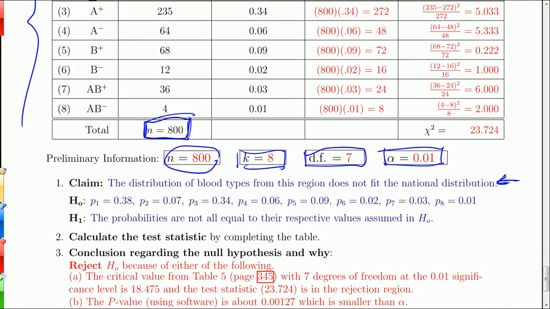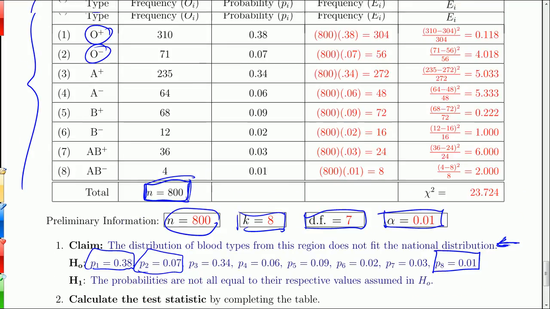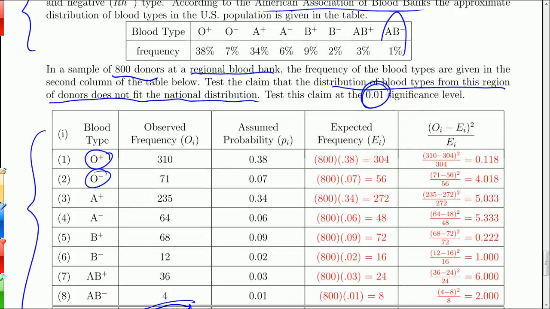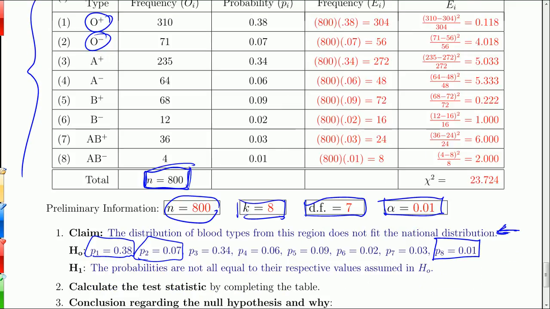So our null hypothesis is that P1 equals 0.38, P2 is 0.07, on and on until P8 is 0.01, and that's represented by the AB negative. The alternate hypothesis is that the probabilities are not equal to their respective values up here. We're saying the alternate hypothesis is basically that the null hypothesis is not true.